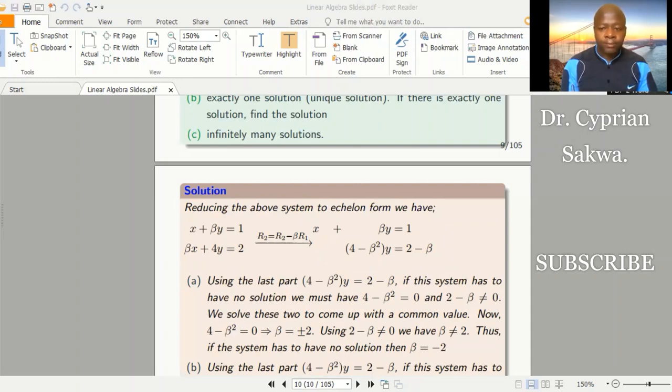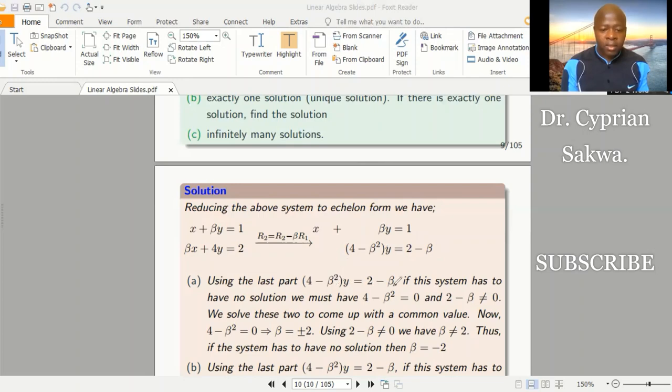The first question was, what should beta be if the system was to have no solution? Now, if this system is to have no solution, remember that this part should be zero, and this part should be non-zero. And that is what we do. So we equate this part to zero and this part to non-zero. We will let this one be not equal to zero and let this one be equal to zero, and we solve the two separately and choose the common solution.